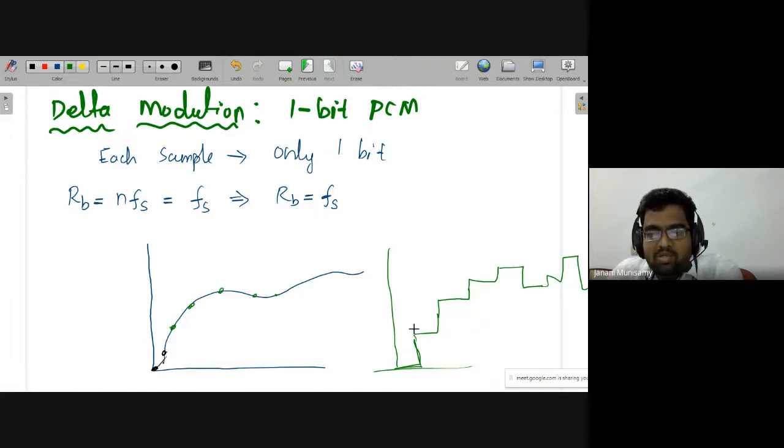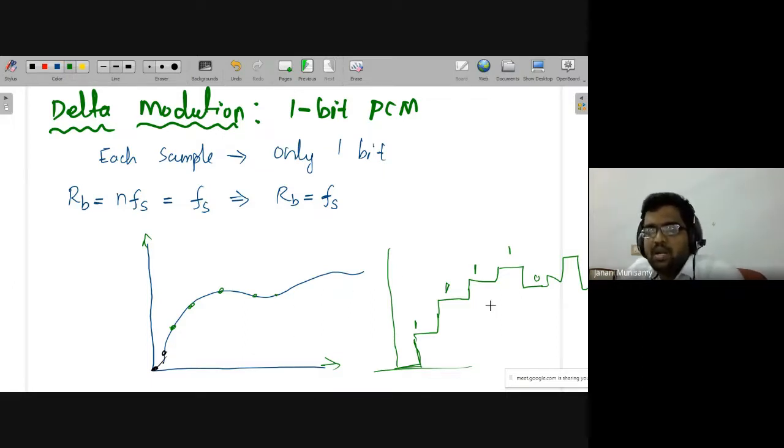Say positive step means I am assigning 1. Whenever it comes negative step, I can consider it as 0. Okay, that's the simple coding technique. Delta modulation is very simple. Increase ஆச்சுனா 1 கொடுங்க, decrease ஆச்சுனா 0.